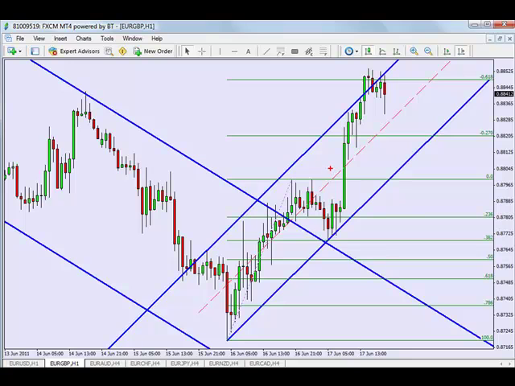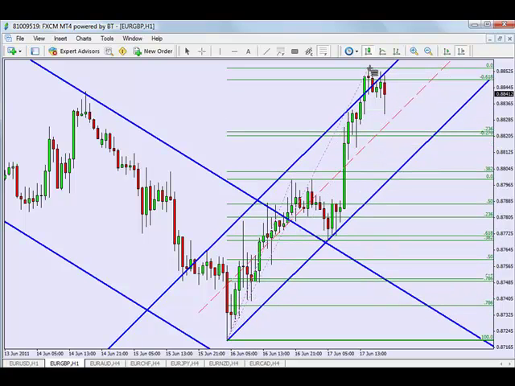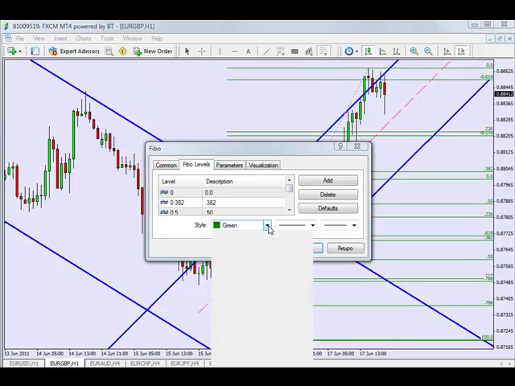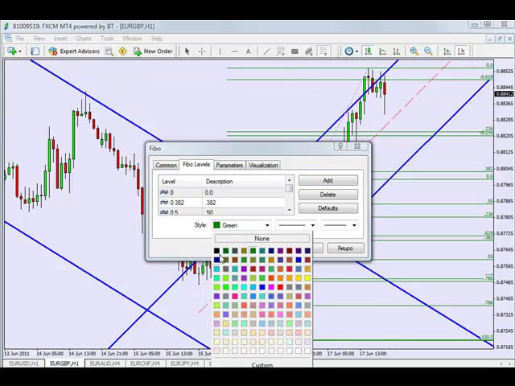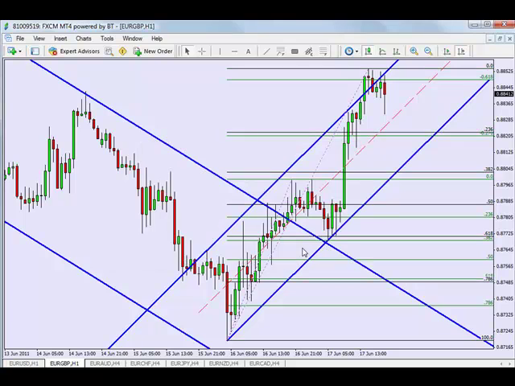Okay, so now what I'm going to do is fib from the bottom to the top. I'm going to change the color so that we know the difference. Okay, let's just make these black. And now interestingly enough, we can see that the 382 retracement right there would be a great place for this market to come down.